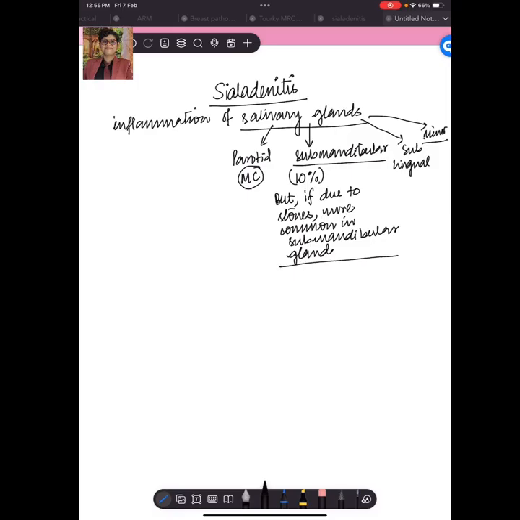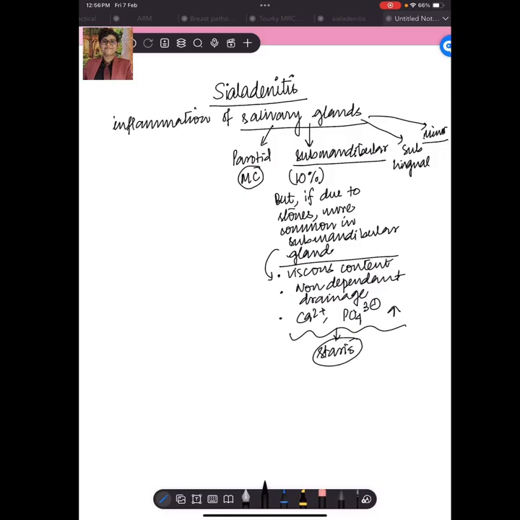Now there is a reason behind it. So why is it more common when it comes to stone formation in the submandibular gland? It is mainly due to the following reasons. First, the nature of the content is more viscous. Then it has a non-dependent drainage of the mucus. Also, the amount of calcium and phosphate is more in submandibular gland secretions. So, this all ultimately leads to stasis, which leads to stone formation.